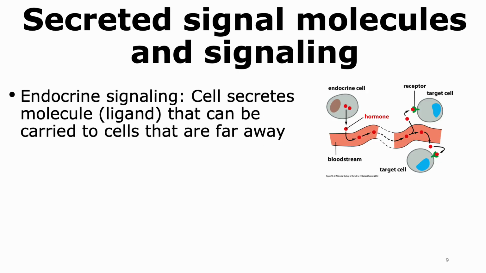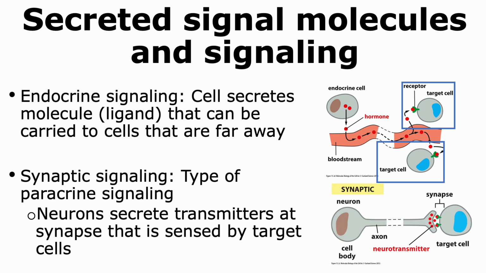In the case of endocrine signaling, the cell that secretes the ligand, which is the endocrine cell, is much farther away than the target cells, which have receptors to bind to the ligand. In such scenarios, the ligand, which is also called a hormone, is normally carried by blood to these far distances. Synaptic signaling is a special type of paracrine signaling that is usually associated with neurons. The neurons normally secrete chemical molecules called neurotransmitters at a place called a synapse, which is between the neuron and the target cell. These neurotransmitters are then sensed by the target cell, which has receptors that will bind to these ligands.